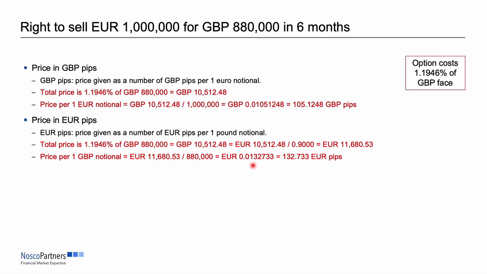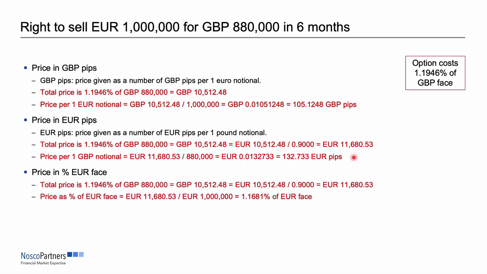a euro price of 0.013273 euros, which is nothing else than 132.73 euro pips. Or I could express the price in percentage of the euro face.